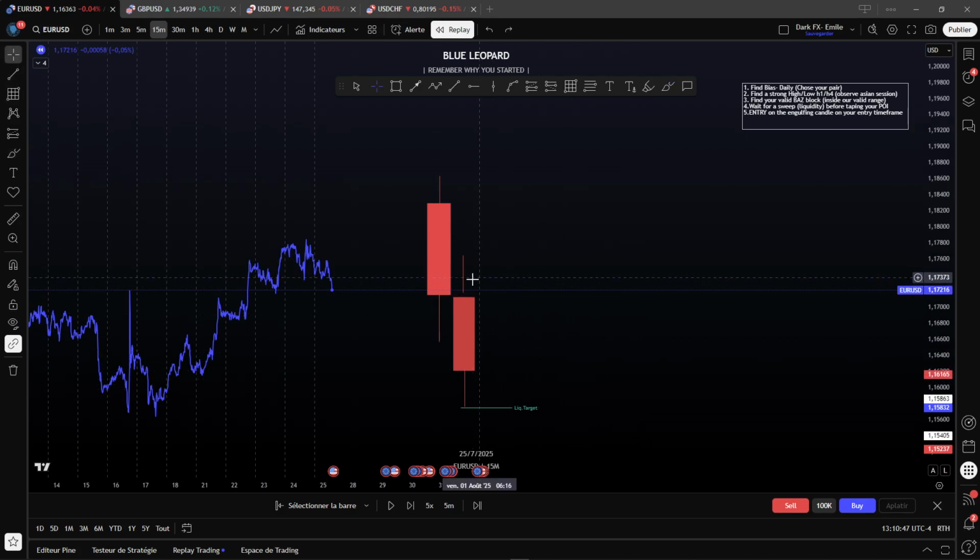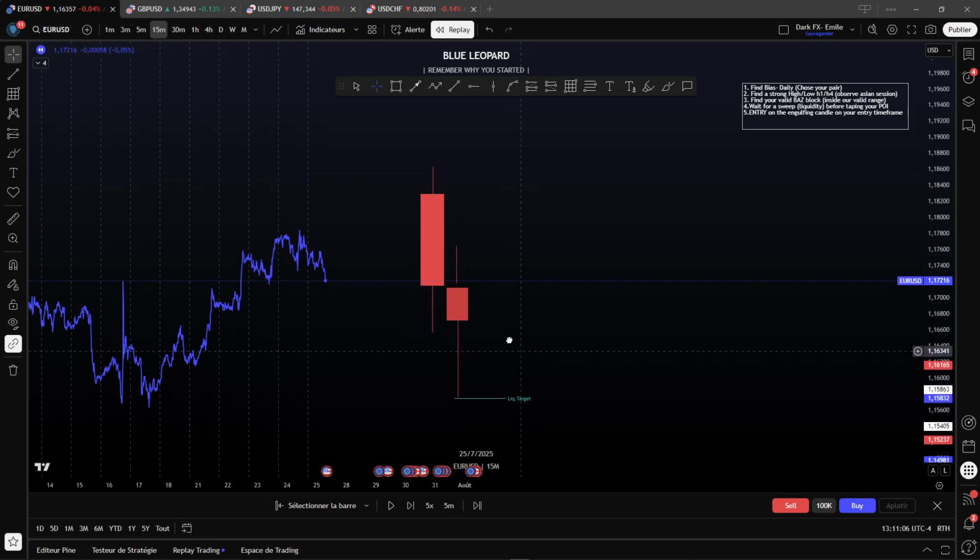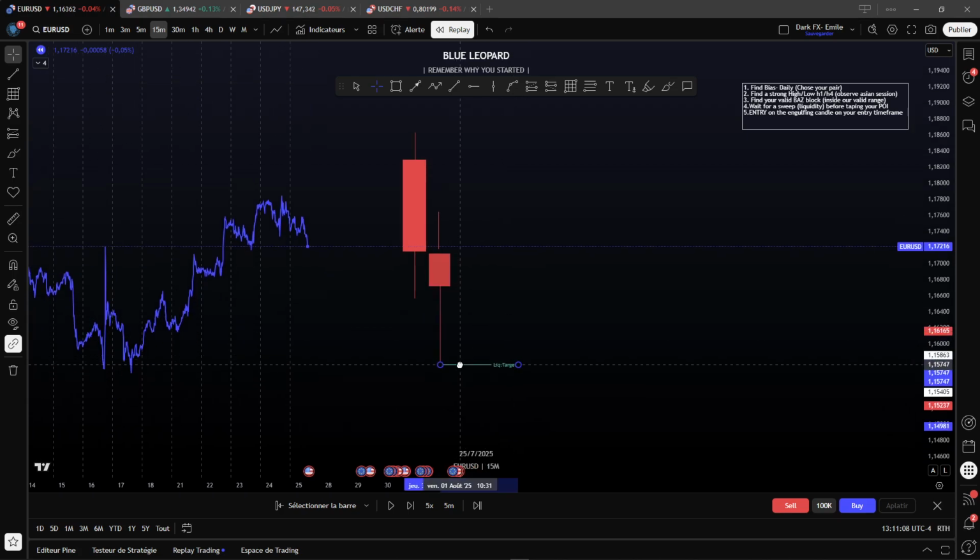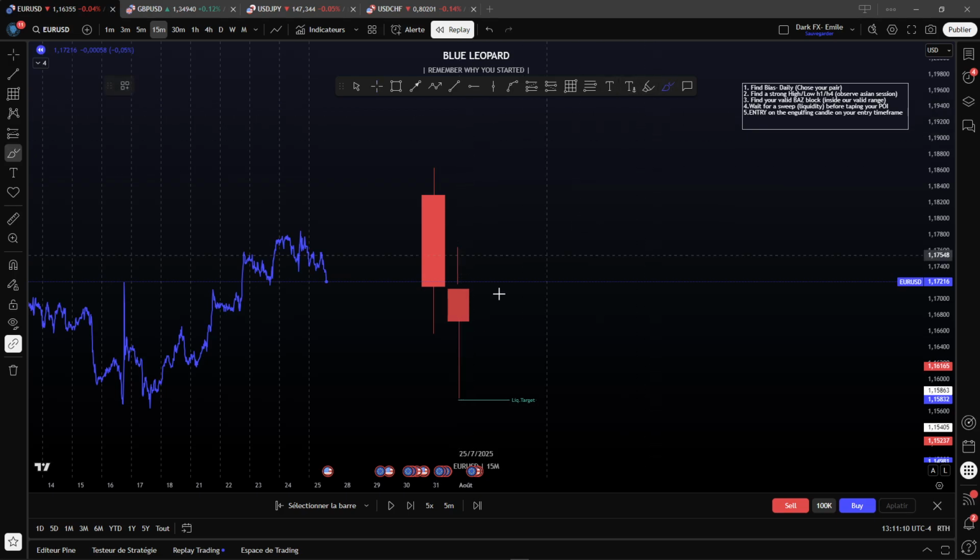Second scenario, what is it? Price could open, create a high, return here, and close somewhere here after creating this low. What do you have at that point? When it's something like this, you are not sure about what is happening.